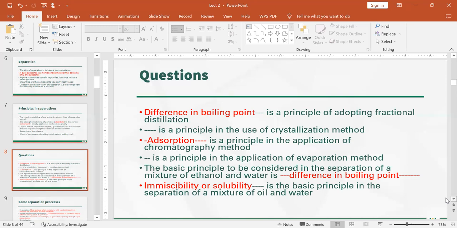Ethanol and water: ethanol boils at 78 degrees Celsius, while water boils at 100. Heat the container containing both mixture, and the ethanol will evaporate while the water remains. So immiscibility or solubility is the basic principle in the separation of mixtures. That is why you use the separation funnel.